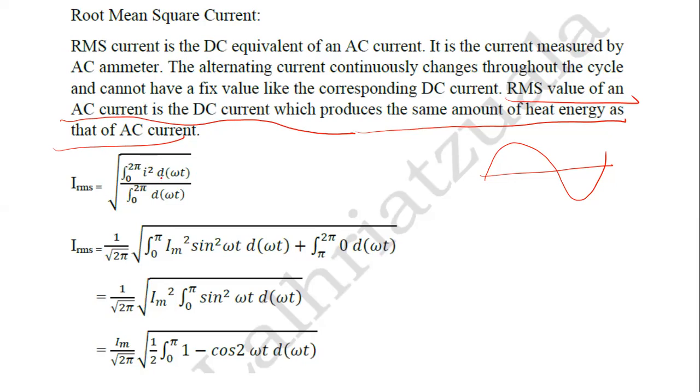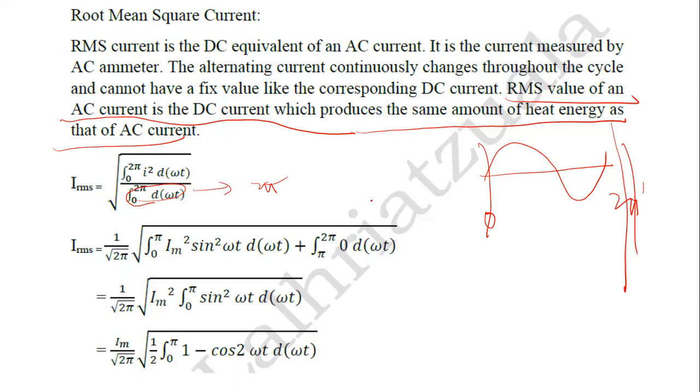So you are summing up the square of the current in the interval 0 to 2π, divided by the interval, that is 2π here. That will give you an average. Then you take the root mean square current, right? The interval is 0 to 2π only. So when you integrate this, you get 2π again, and you get the square root of 1 upon 2π.